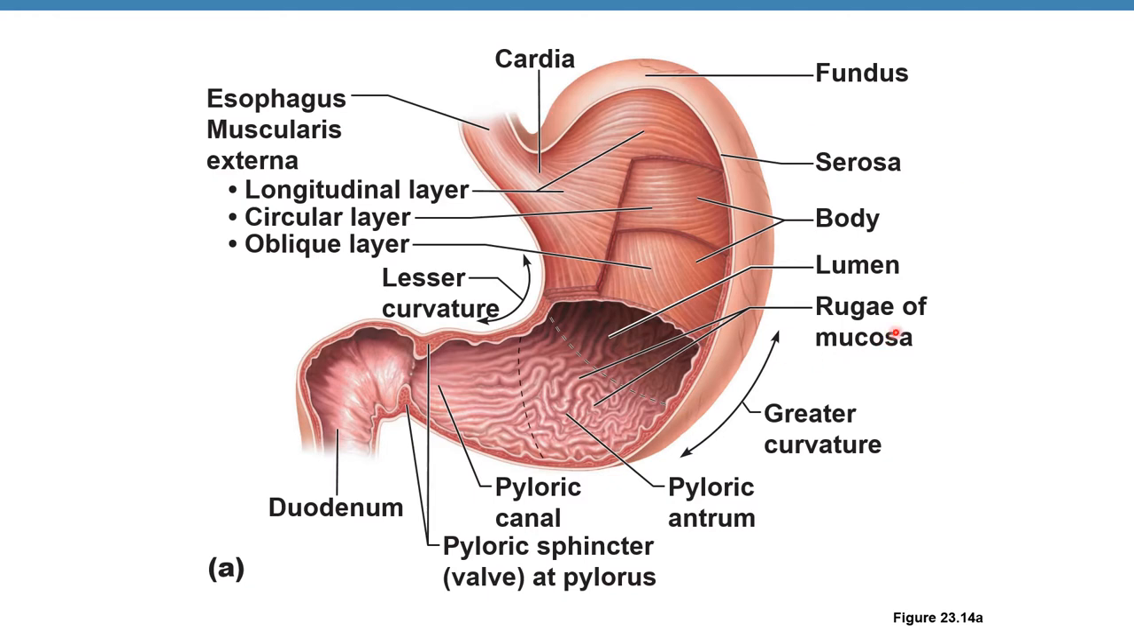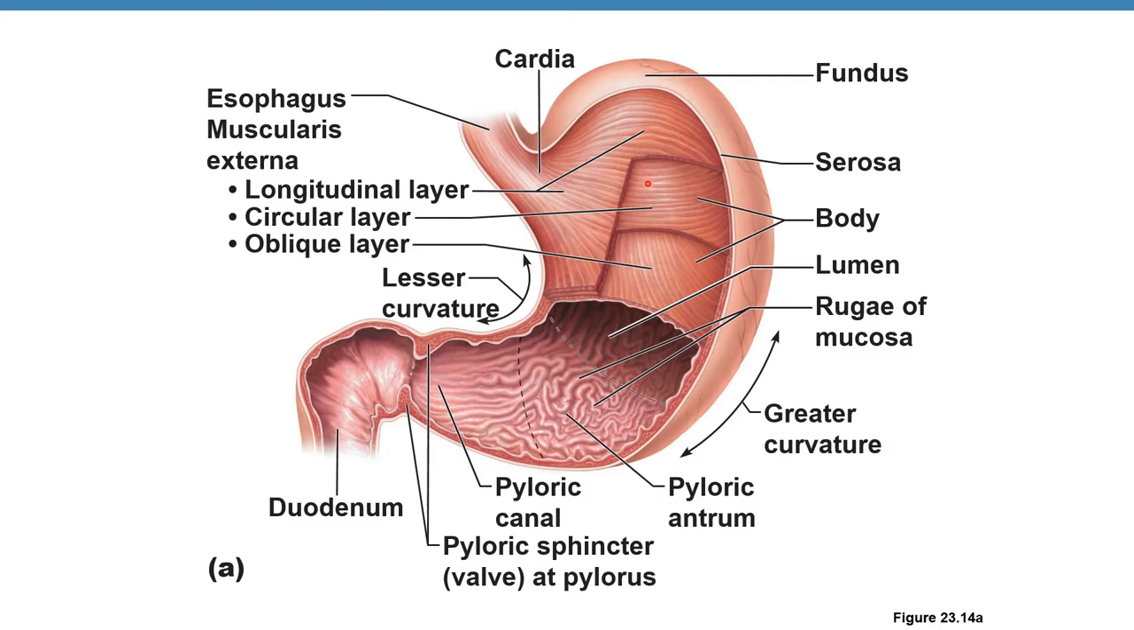So over here on this diagram, let's look at all the parts of the stomach that we just discussed. Here's the esophagus, which joins the stomach, and this region is called the cardia. Then we have the fundus, this dome-shaped part. The major part is the body of the stomach, and then the pylorus. The pylorus includes the pyloric antrum, then the pyloric canal and a pyloric sphincter over here. And this part is the duodenum. Also on this diagram you can see the lesser curvature and the greater curvature of the stomach. And if you remember, this is where the greater omentum is attached to the greater curvature of the stomach.